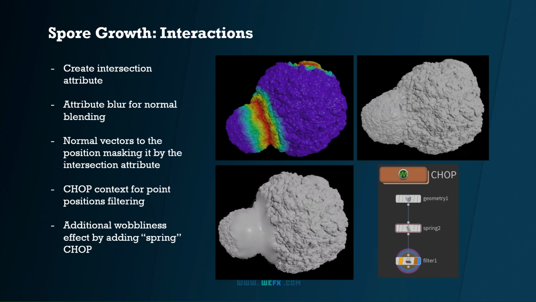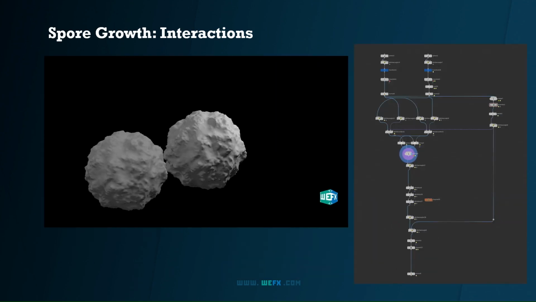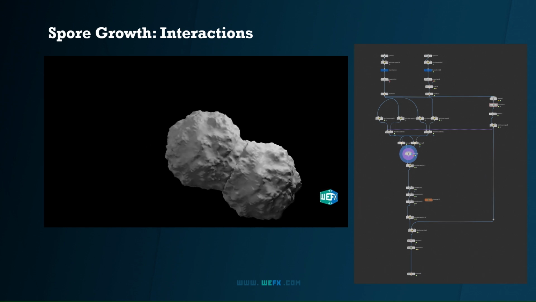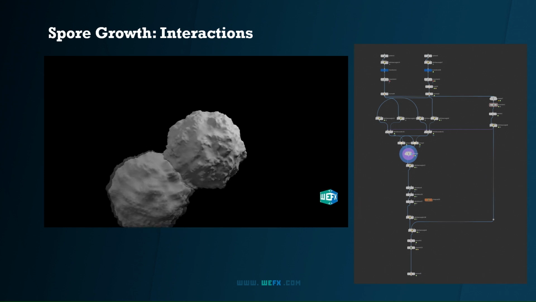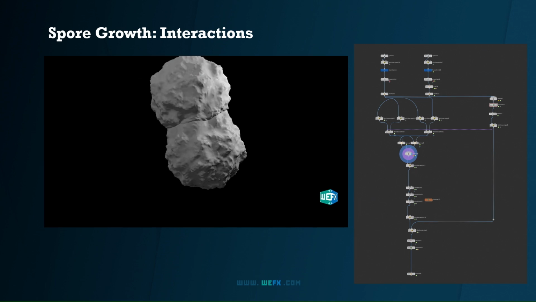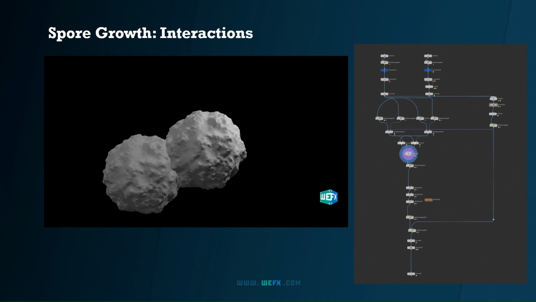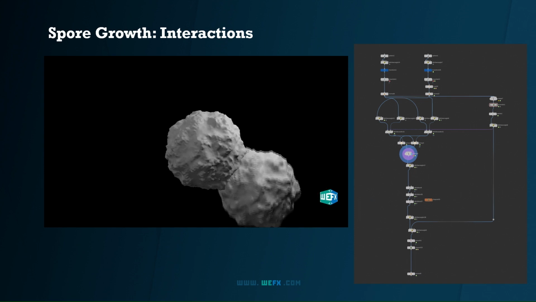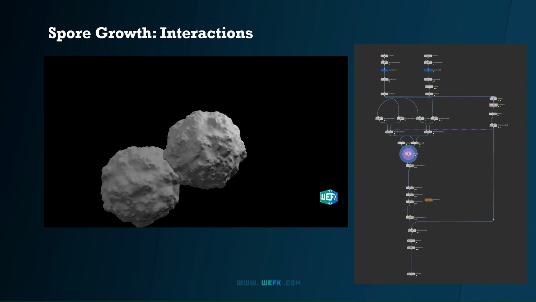And after using chops, we also decided to add some wobbliness to the spores by adding a spring chop. Here we can see in the test scene that we created how it all was working, how the spores were interacting with each other. And the main point here is there is no solver, no Vellum was used here. It's all procedural with some chop network magic.